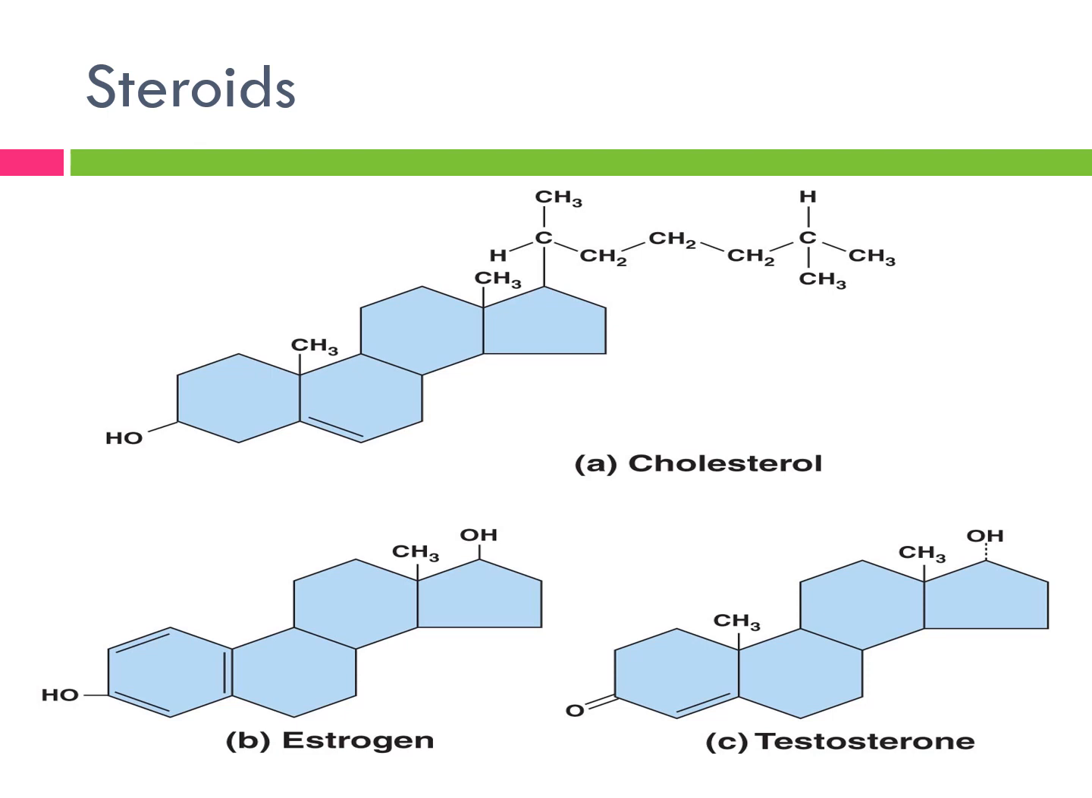So here we can see cholesterol. We have these 4 different rings, and then different functional side chains that make the cholesterol different from the estrogen, different from the testosterone.